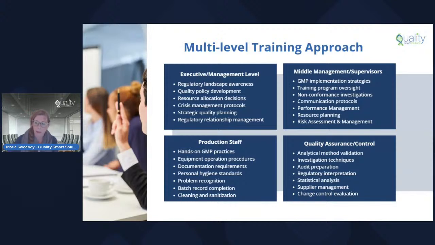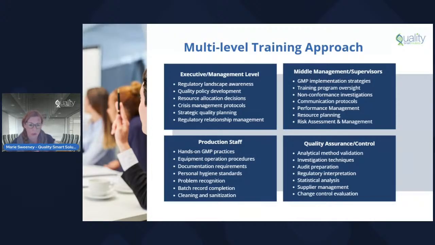So now we're going to look at our middle management and supervisors. GMP implementation strategies: translate training requirements into practical working instructions. Training program oversight: manage training schedules, effectiveness, and documentation. Non-conformance investigations: lead root cause analysis and implement corrective actions. You want to ensure that they are ready for their communication protocols, act as a bridge between that senior management we just discussed and your production staff, and a bit of a liaison with your quality assurance and control team as well. Performance management: connect quality performance to employee development.